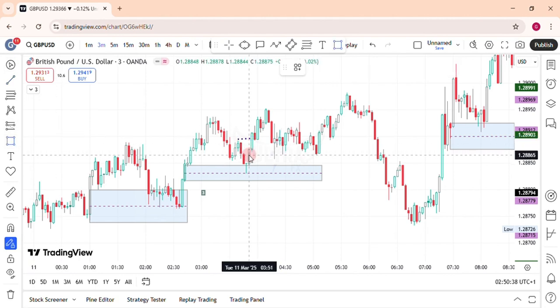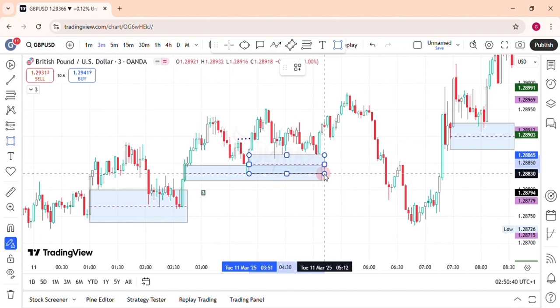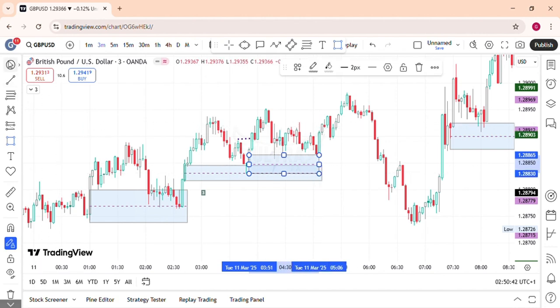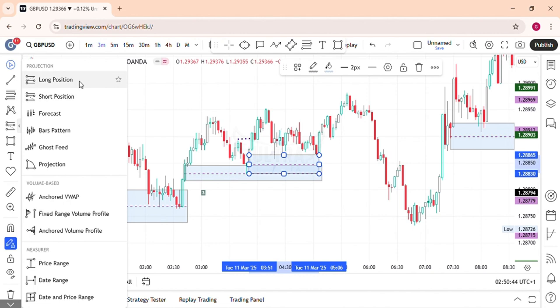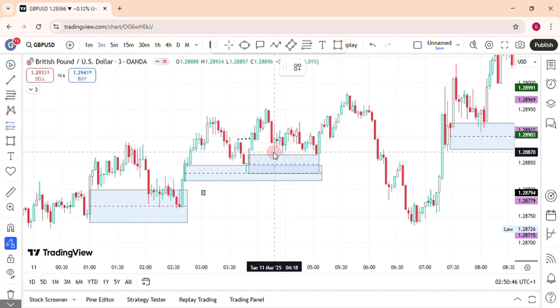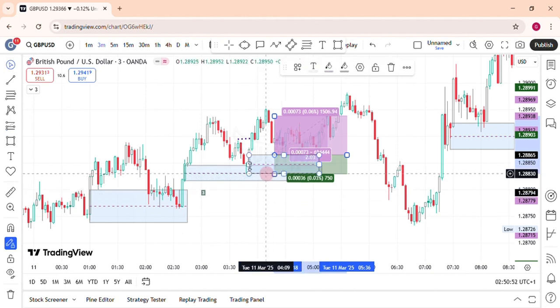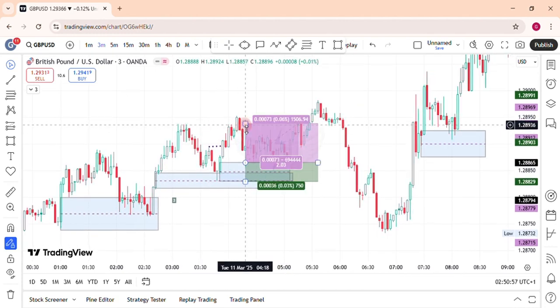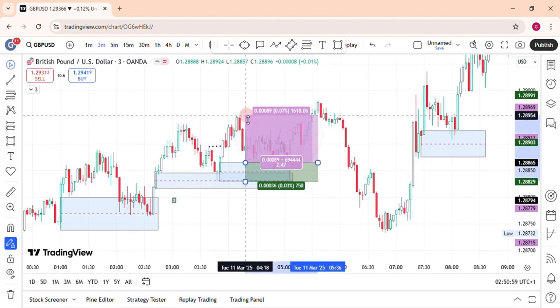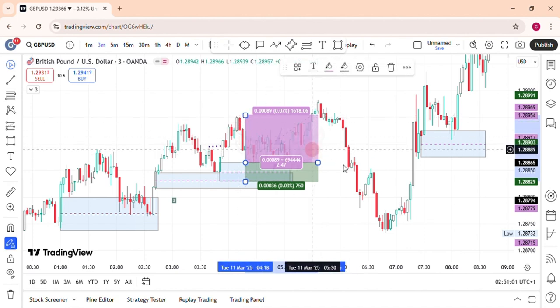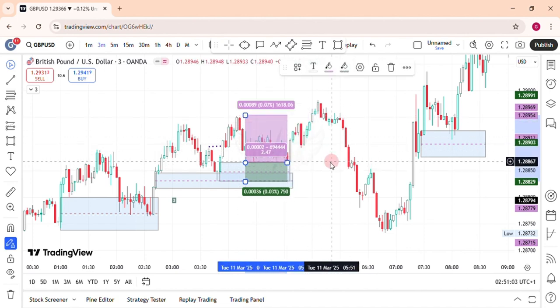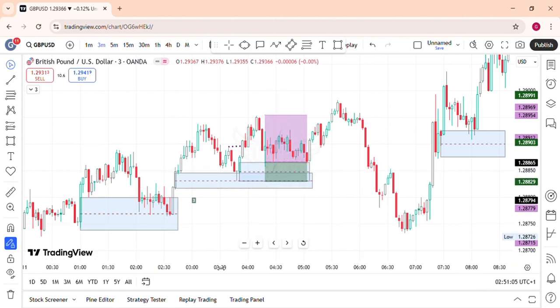Let's take it like this, like so, and put our entry for a long position. We have our entry here. Our stop loss is right below that low that created that fair value gap, and our take profit should be just above this high right here for a take profit.